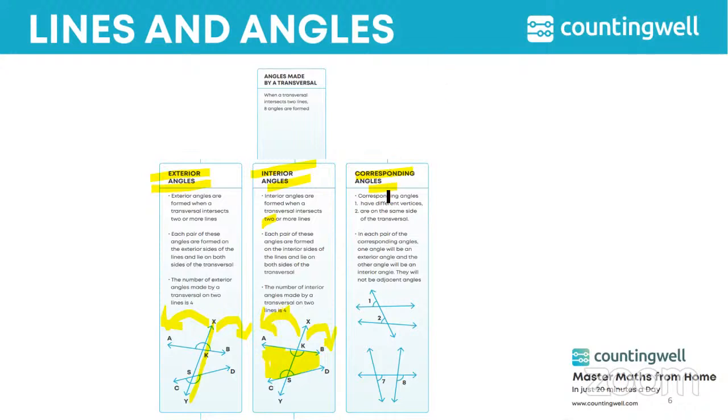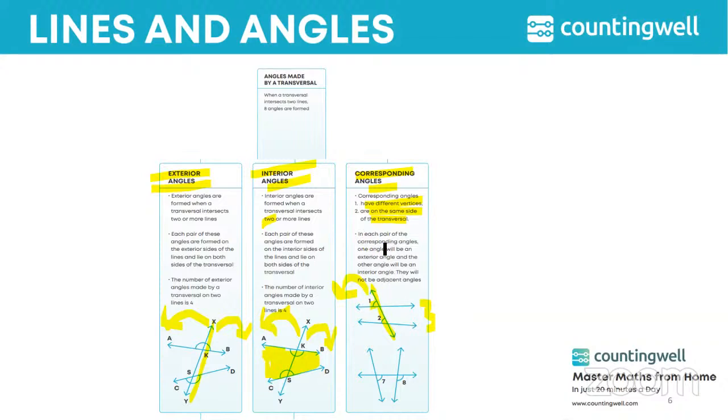Let us see corresponding angles. Corresponding angles, first of all, they have different vertices and they are on the same side of the transversal. So here you can see this line is the transversal to the other two lines. Observe that the angles 1 and 2 have different vertices and also they are on the same side of transversal, means to the left side of the transversal.